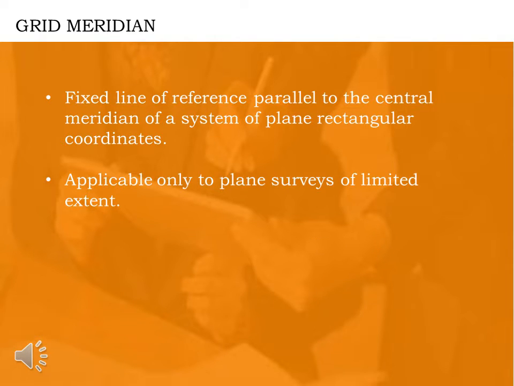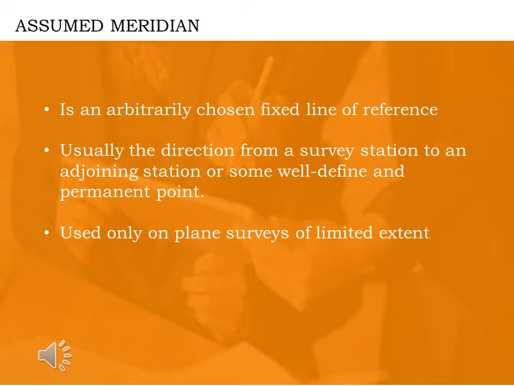Grid meridian is a fixed line of reference parallel to the central meridian of a system of plane rectangular coordinates. The use of grid meridian is applicable only to plane surveys of limited extent. The last type of meridian is the assumed meridian. An assumed meridian is an arbitrarily chosen fixed line of reference, usually the direction from a survey station to an adjoining station or some well-defined and permanent point. Also, it is used only on plane surveys of limited extent.